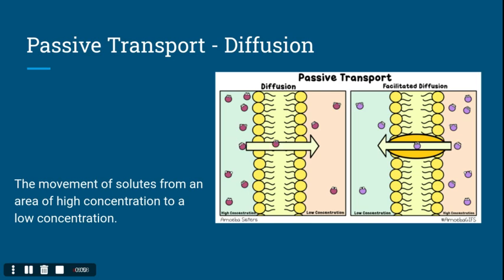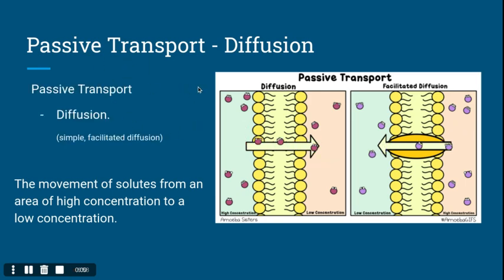Diffusion. Diffusion is the net movement of solutes from an area of high concentration to a low concentration, going down the concentration gradient across the cell membrane to maintain balance. Remember, passive transport, the whole idea is to go down the concentration gradient to maintain balance. So from here, high concentration and low concentration, and they're maintaining balance by particles going from high to low concentration.